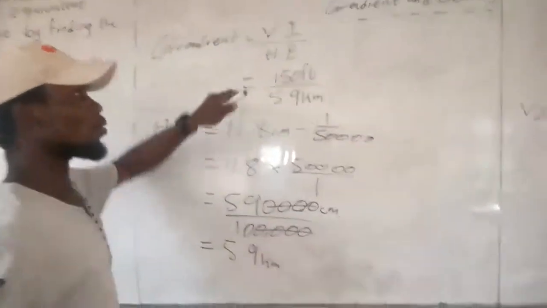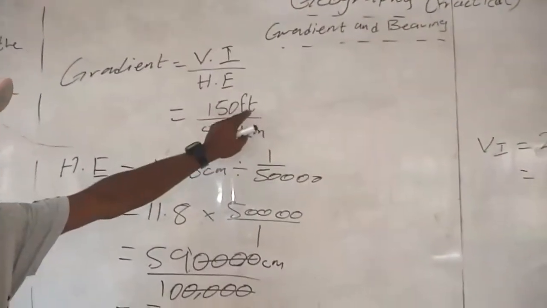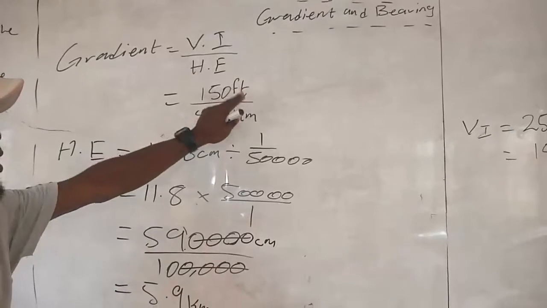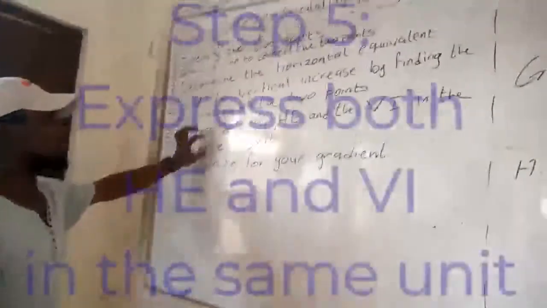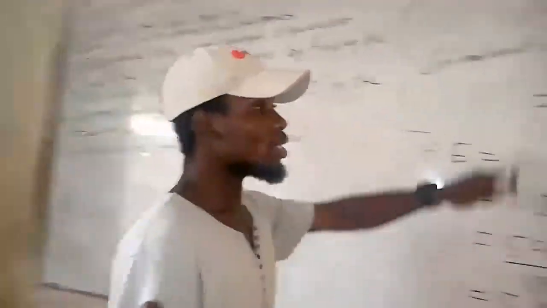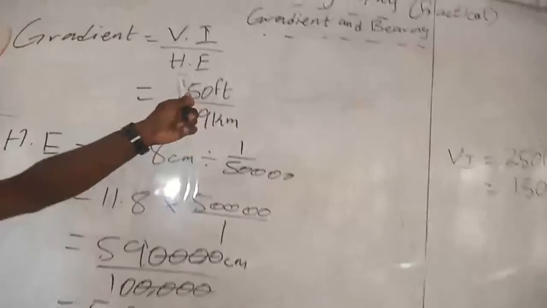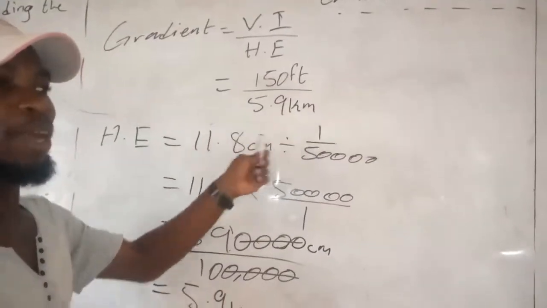Vertical interval, we have our horizontal equivalent. But as you can see, they are both in different units. This is in feet, this is in kilometers. You have to express them in the same units. Even if it doesn't say you have to express them in the same units, we still have to, because we can't divide feet by kilometers.